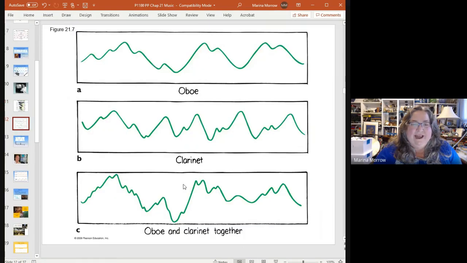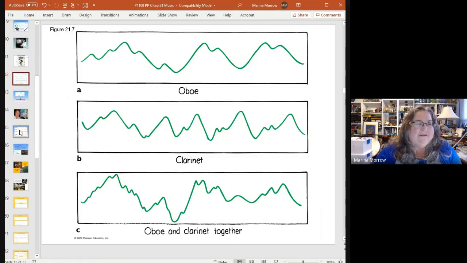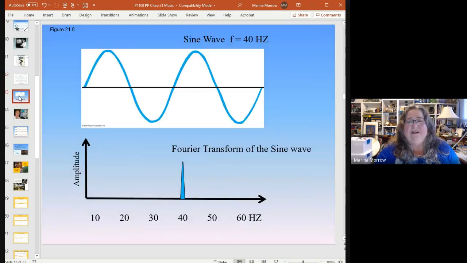Okay, so here's just again showing how these have different patterns. And even if you're playing 2 guitars, the guitars have different materials, rosewood versus spruce or something, they will have a different sound. Okay, now there's something also you're supposed to know in this chapter, which is about the Fourier transform.